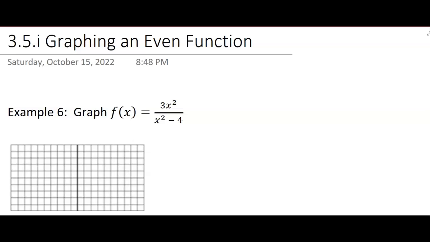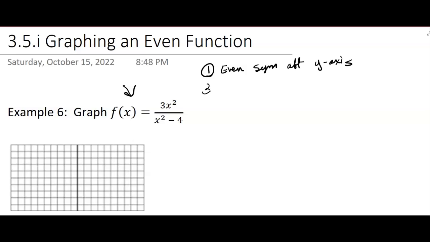So here we have another function to graph, and it turns out that this function is even. If you put in a negative x, it's not going to change the numerator and it's not going to change the denominator. So there is symmetry here. It's an even function, so it's symmetric about the y-axis. So that's great. That makes it a little bit easier when we go to find points.